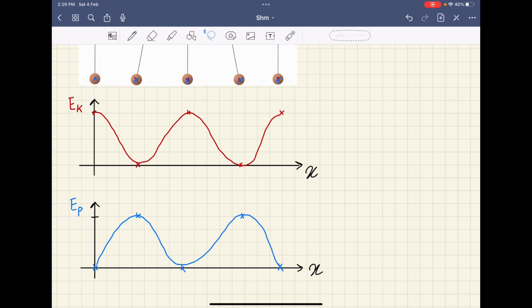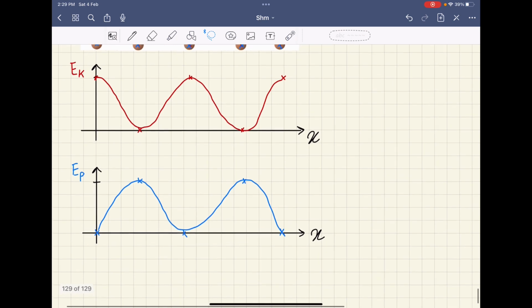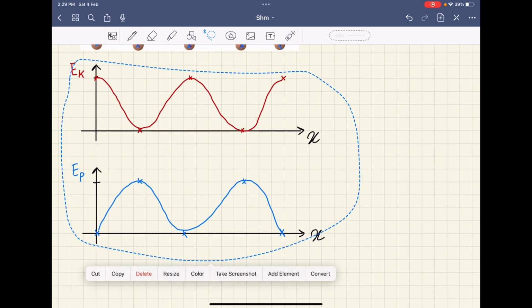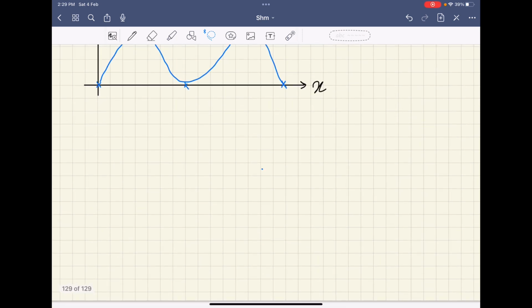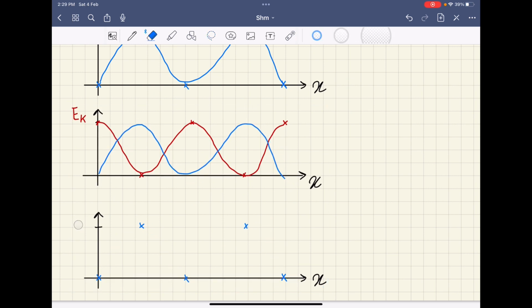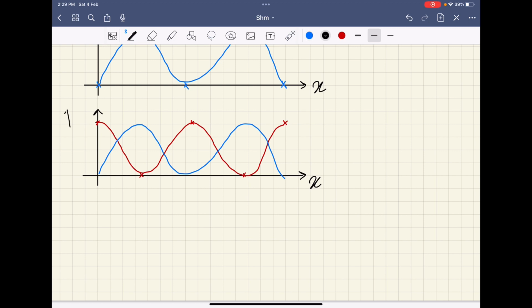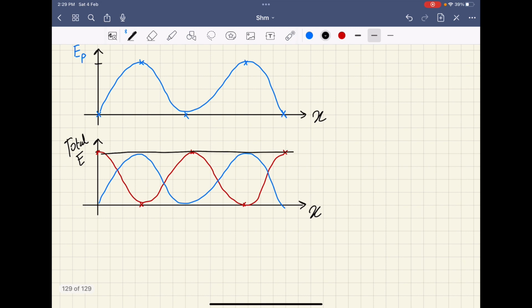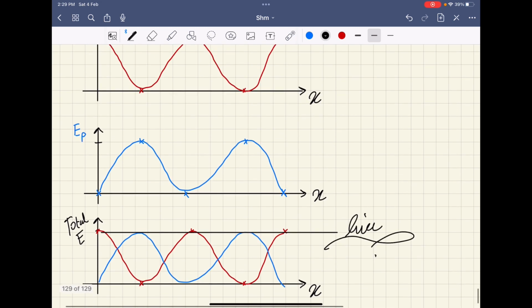So you can see that if you join both of these graphs together, we get the total energy ET. And you can see that the total energy is a straight line. Okay?